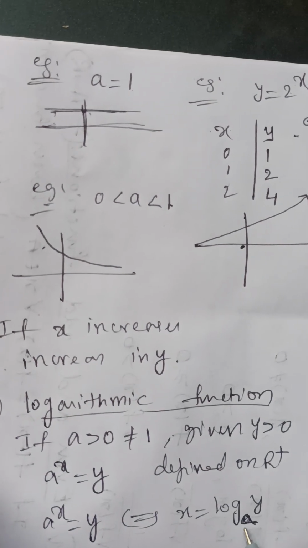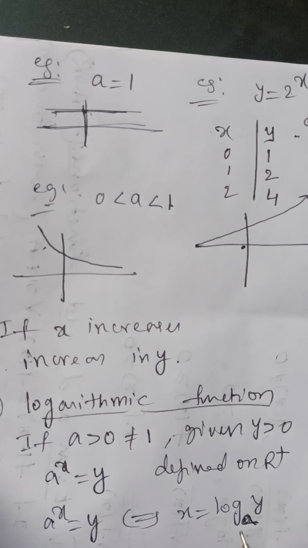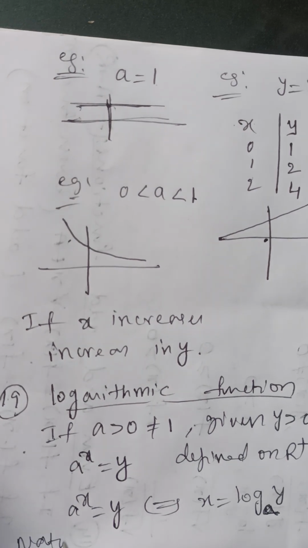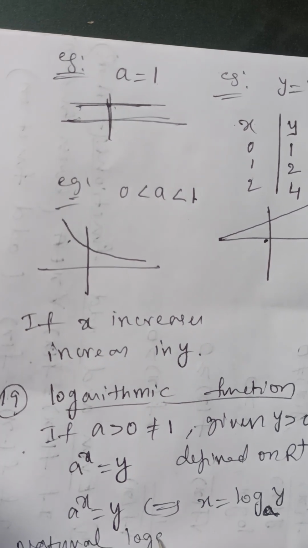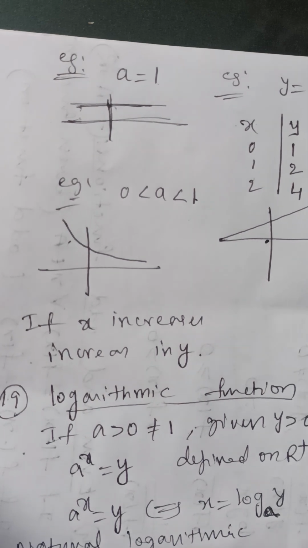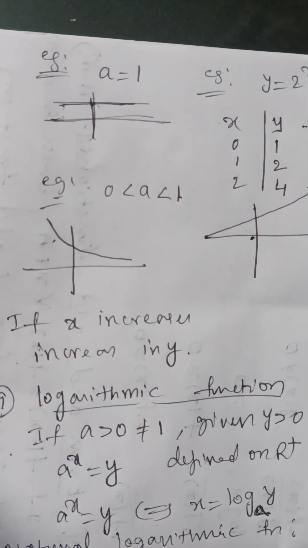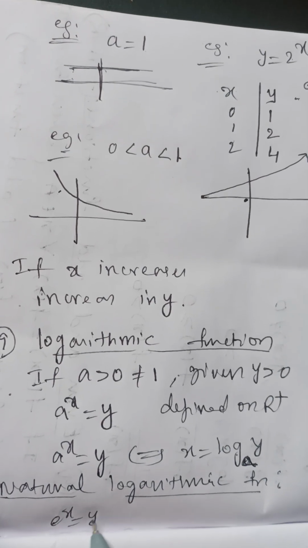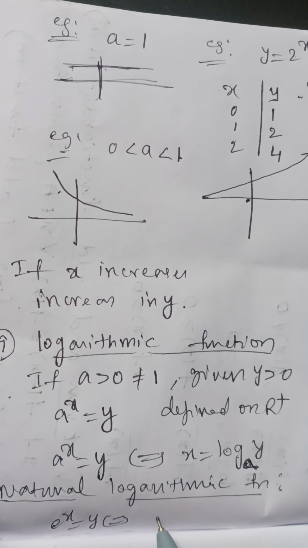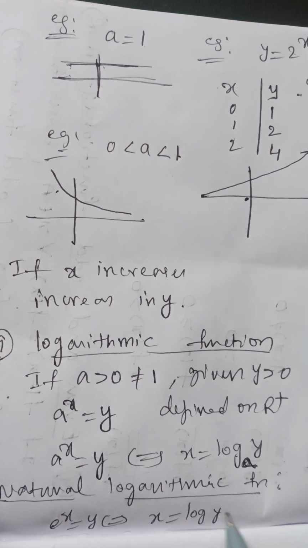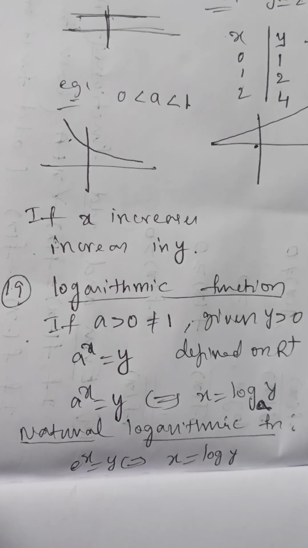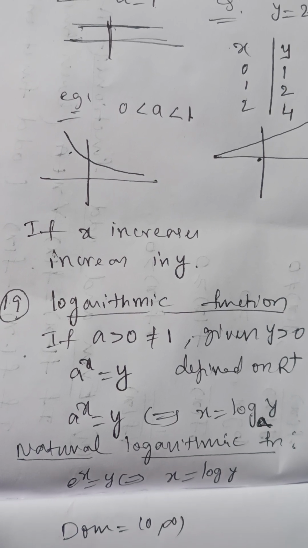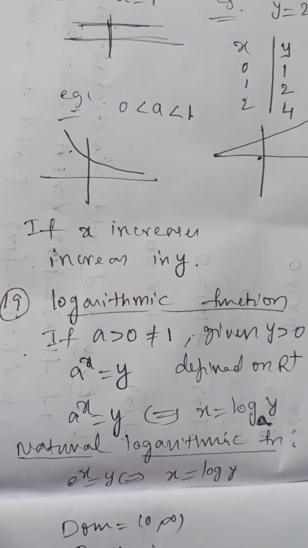If the base is e, then that logarithmic function is called the natural logarithmic function. In this natural logarithmic function, e power x equal to y, then you can write it as x equal to log y base e. And its domain is 0 to infinity and range is R.